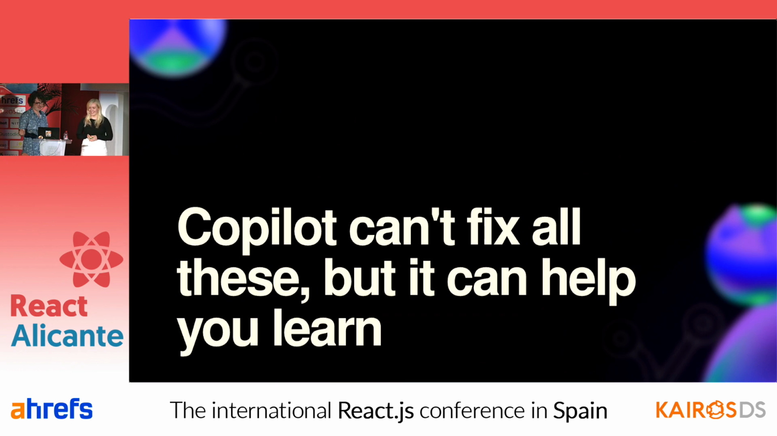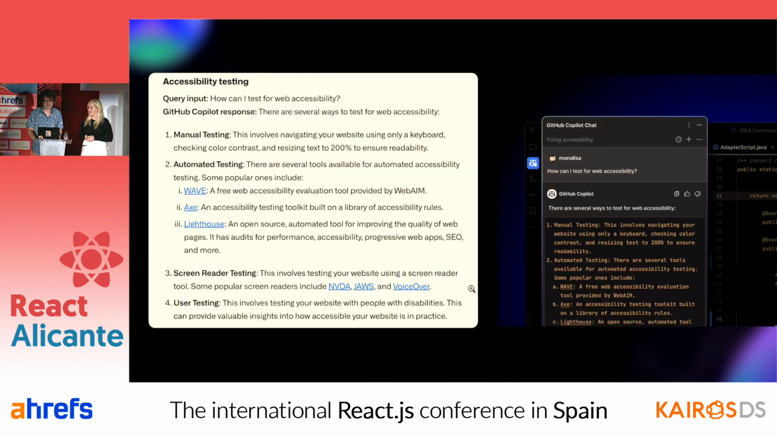A lot of what both Alena and I have spoken to previously, not our favorite things, not the mustard, can be assisted with by AI. So for example, you can just ask Copilot, how can I test the web for accessibility? And its first response is actually pretty great. It's manual testing. And there are other good suggestions like automated testing, screen reader testing, and also super important, user testing.